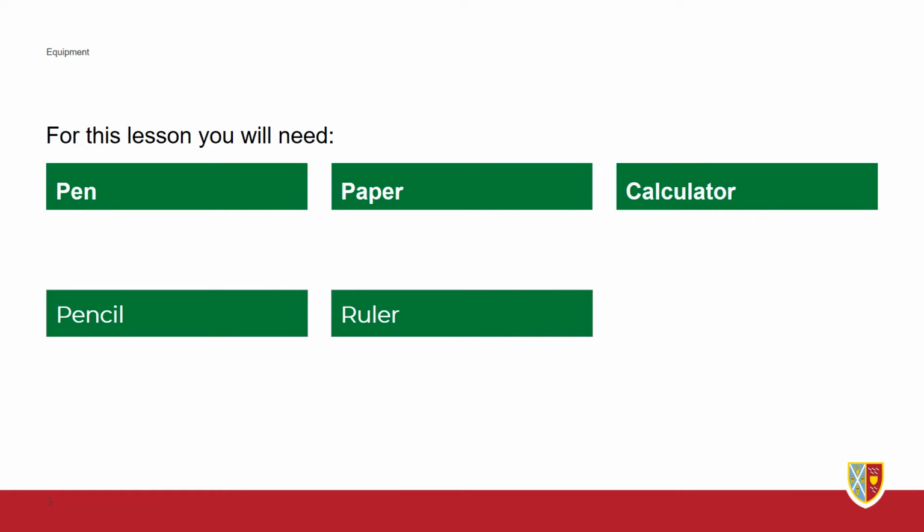The equipment that you're going to need, because we're going to do a little bit of interactive work, is a pen, pencil, paper, ruler, and a calculator as well for the calculations.